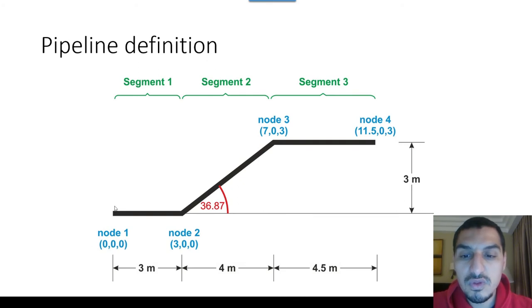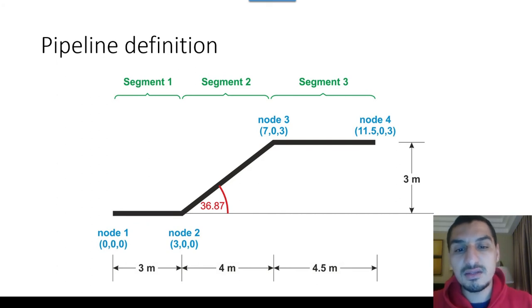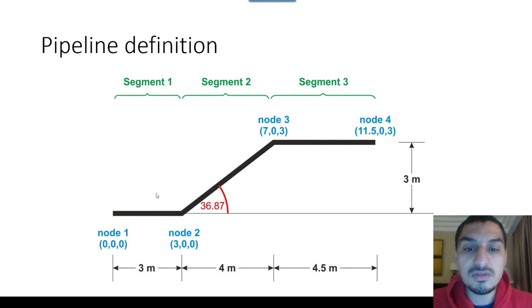Because of the change of the angle, we call this a node, and this is a node. So the node is a point where the pipeline changes one of the properties, either the inclination angle or the diameter of the pipeline. And this change will have an effect on the change in pressure in the pipeline, and that's why we cannot deal with this part as we deal with this part.